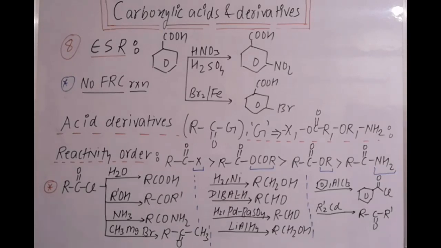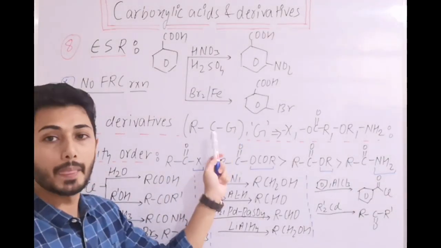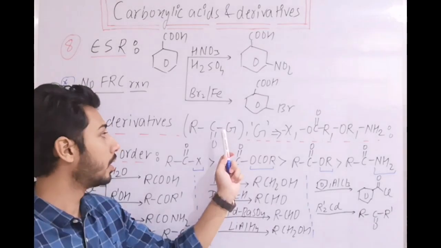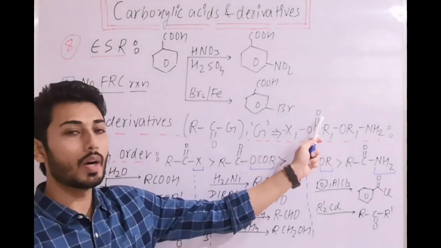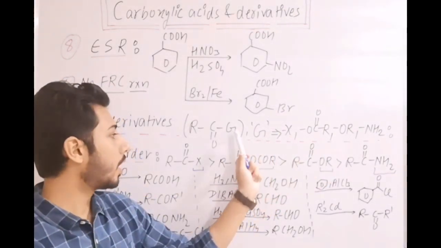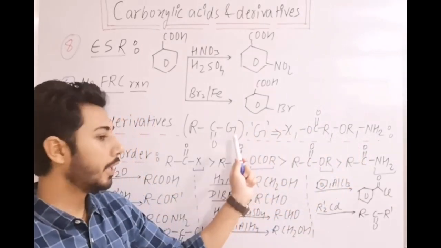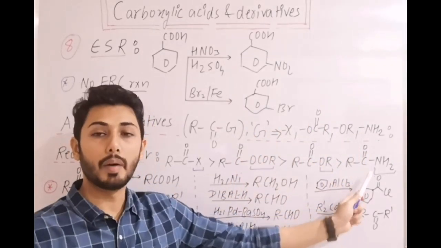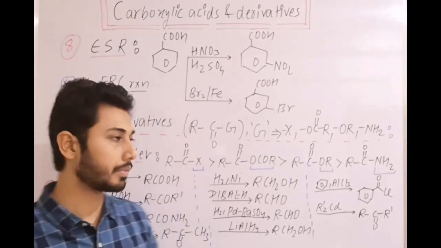Then next are some reactions of acid derivatives, like C double bond O G. That group can be halogen, that means acid halide. That group can be OCOR, that means acid anhydride. That group can be OR, that means ester. That group can be NH2, that means acid amide. So these are the carboxylic acid derivatives.